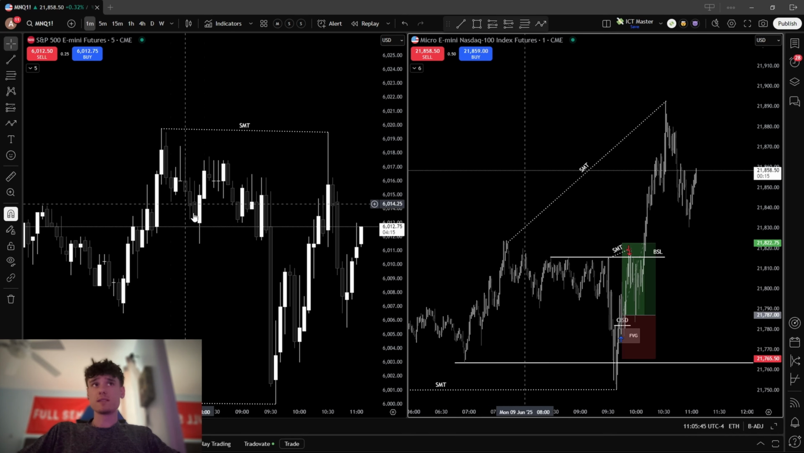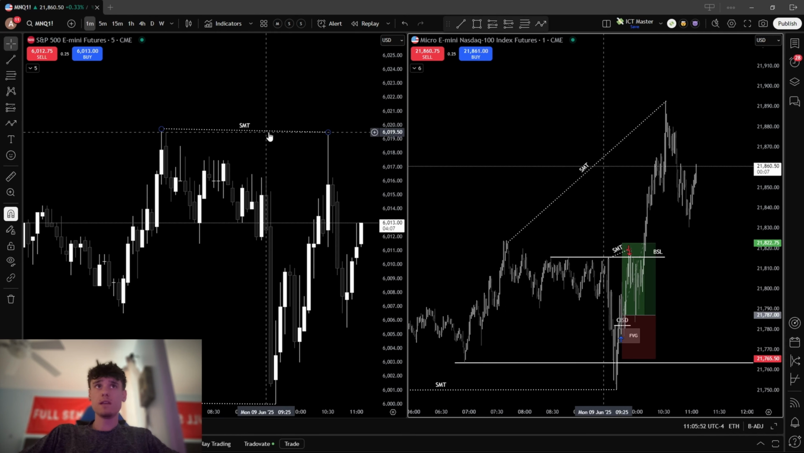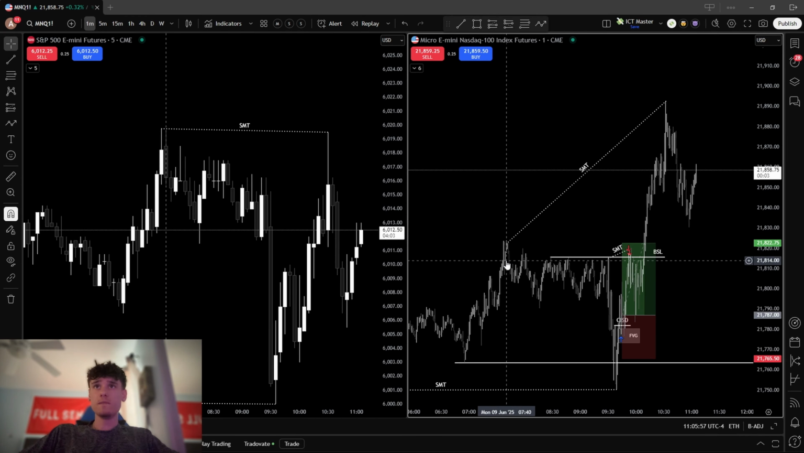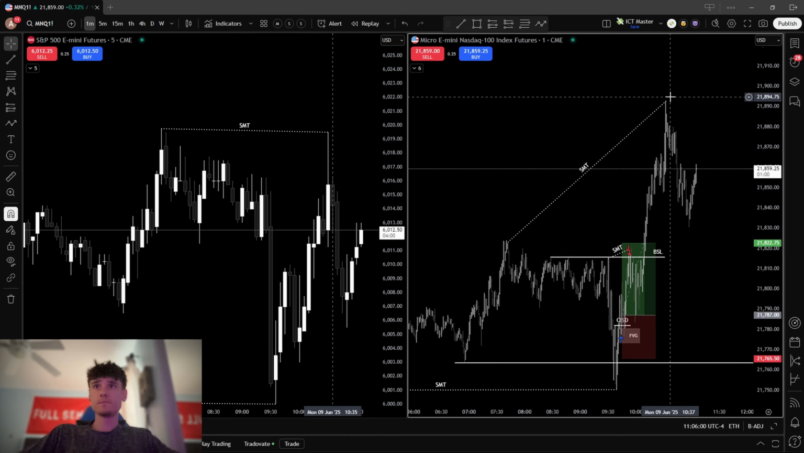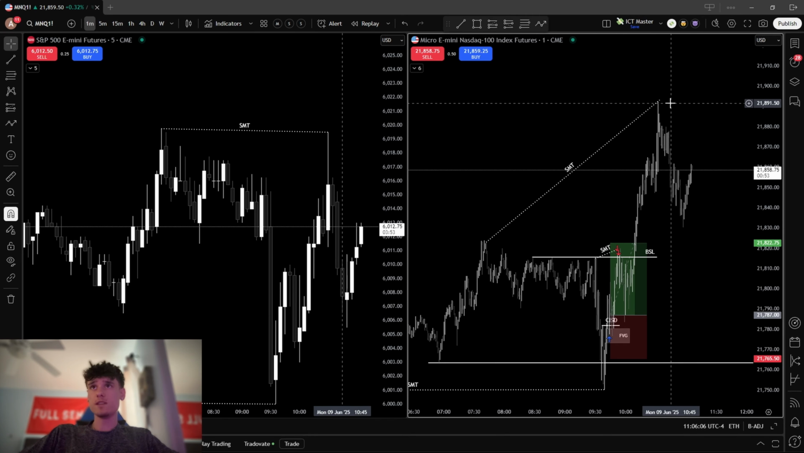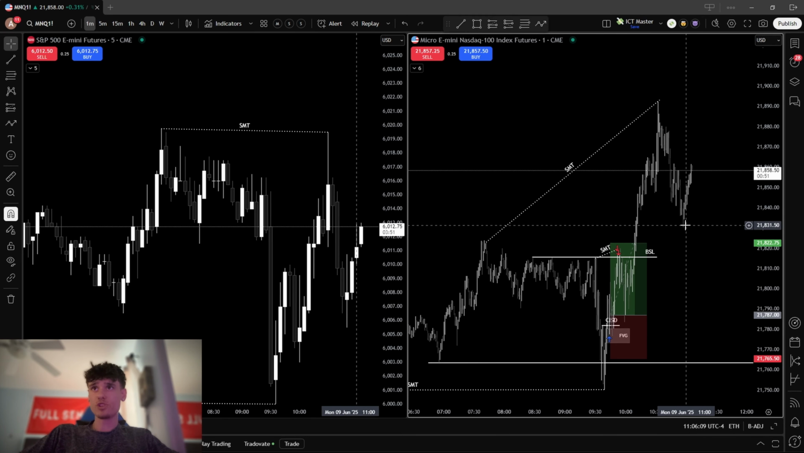Over here, this is a bigger SMT. ES made an SMT moving downwards. NAS made a SMT moving upwards. And look at the result of it. The second this SMT got put in place, strong push downwards.